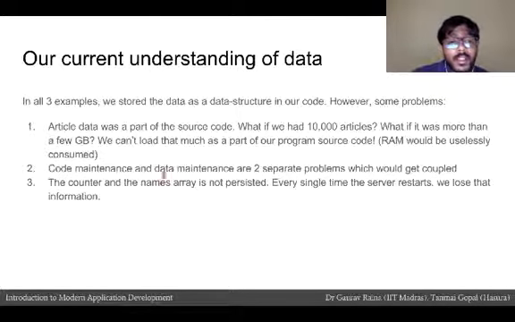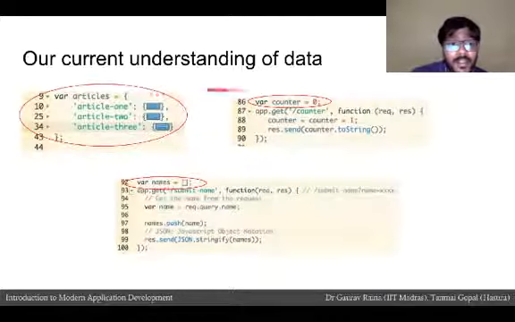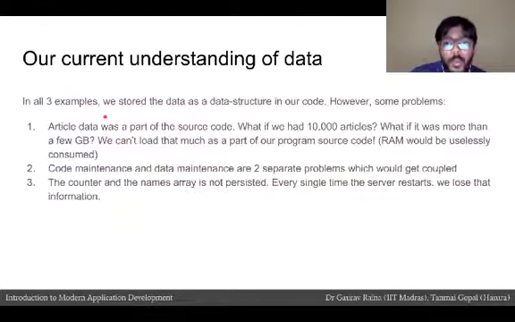For example, the article data, which was a part of our source code, what if we had 10,000 articles? What if we had a few GB or a few 100 GB worth of articles? Would we store that inside this data structure inside our source code? Would we have a few million lines inside our source code which just handle data? In fact, apart from the fact that this does not seem natural, we can't even have that much as a part of our program source code, because every time the program is loaded, that much amount of RAM would be consumed to load the program.